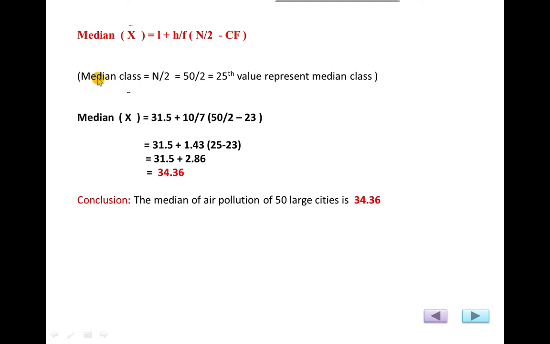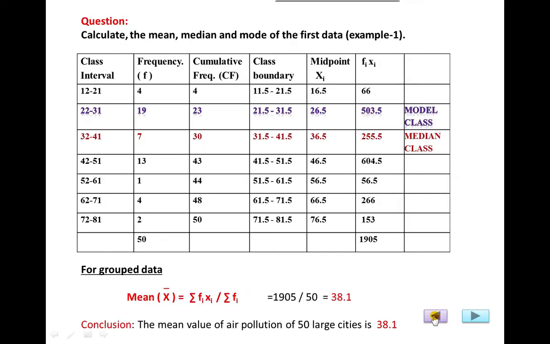According to the definition of median, median divides the data into two equal parts. Data of 50 observations, divided by 2 into two equal parts. The 25th value will divide the data into two equal parts and represent the median class. Where does the 25th value lie? From this table you can observe where the 25th value is.